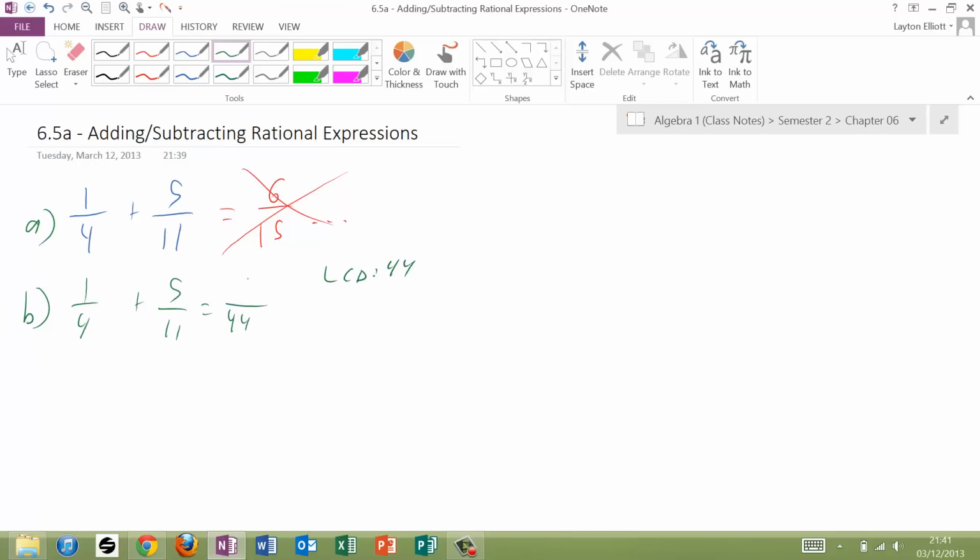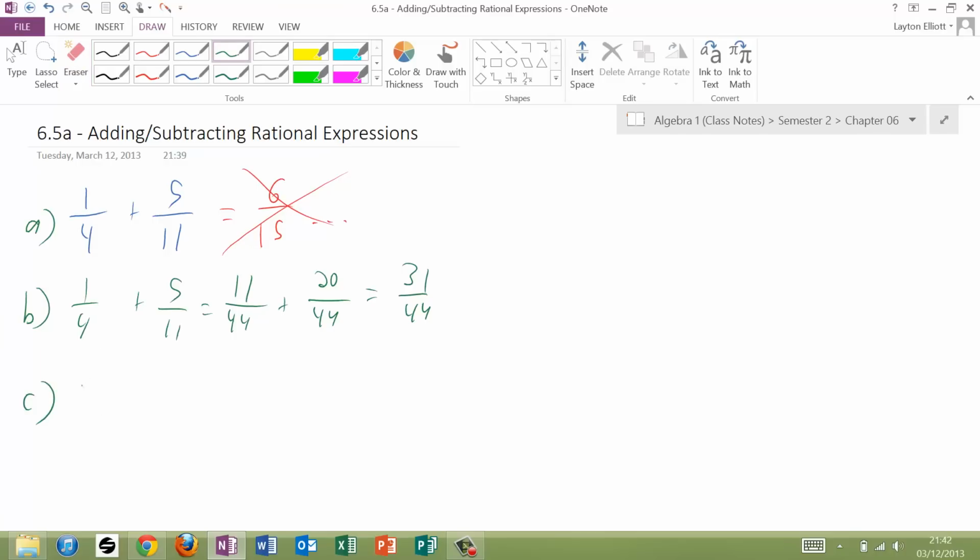So 4 times 11 is 44, so 11/44. Now the 5/11 also has to be in 44ths, so it's times 4. We get 20. And then we keep the denominator here. Let's move that over down here. Then we add the numerators, and I get 31/44. That is correct. Let's get rid of this for a minute, and let's go to person C.